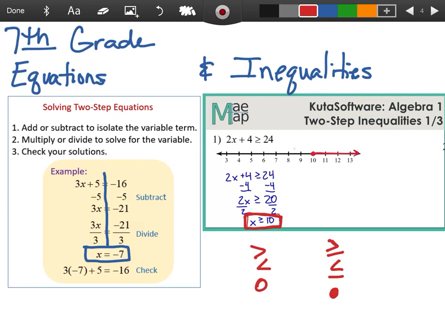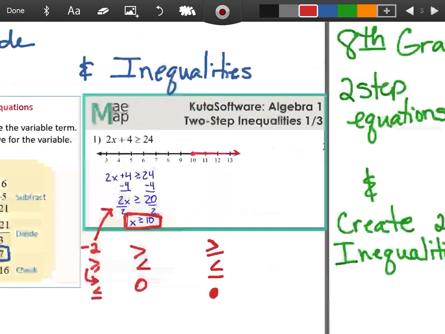Okay? The only other thing we threw in 7th grade was the fact that when you divided right here, if that 2 had been a negative 2, then your greater than less than sign would have flipped, okay? Because that negative meant we had to flip it.